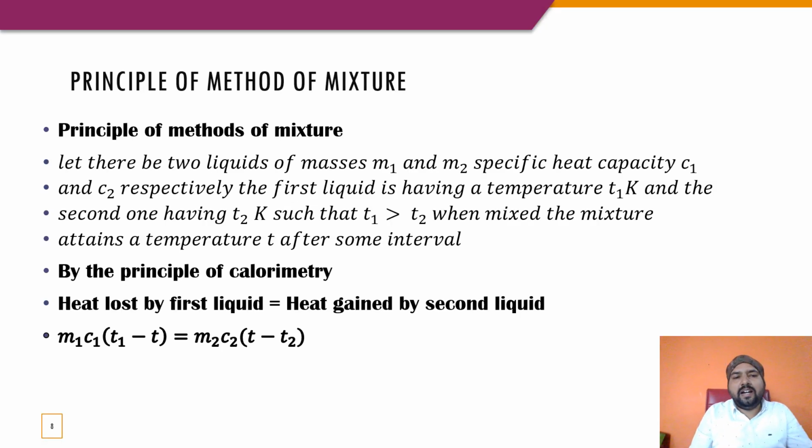Now the last topic here is the principle of method of mixture, which says that if two liquids of masses m1 and m2, having specific heat capacities c1 and c2 respectively, where the first liquid is at temperature T1 Kelvin and the second is at T2 Kelvin, such that T1 is greater than T2, meaning the first liquid is hotter than the second, are mixed together and stirred well, then they both will acquire a common temperature, say T. Then the heat lost by the first liquid, m1c1(T1 minus T), will be equal to the heat gained by the second, m2c2(T minus T2).